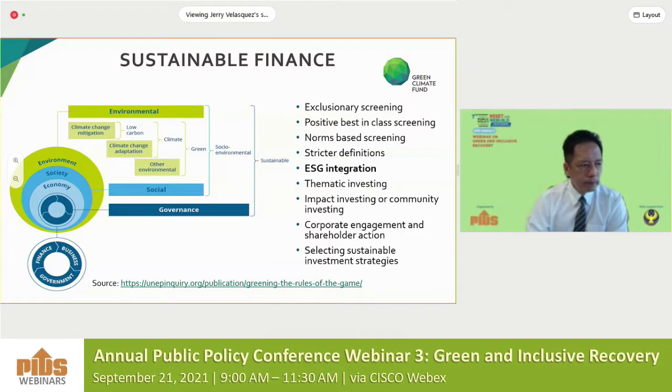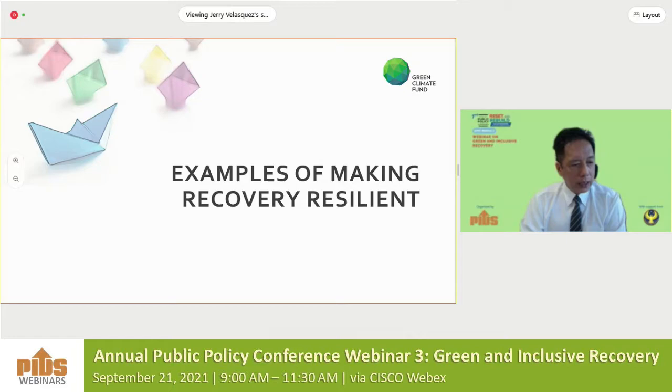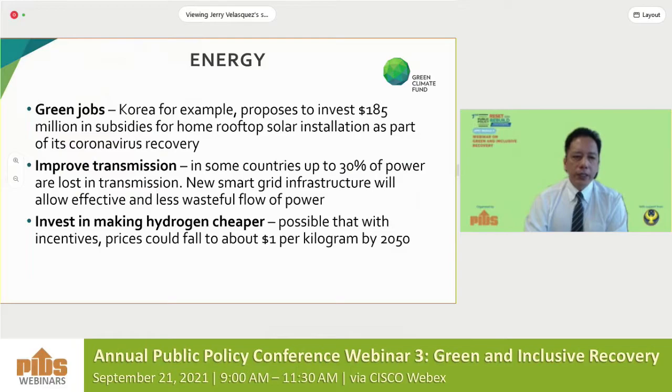So I'm going to show a few examples of how we make recovery resilient. And on this aspect, the Green Climate Fund stands ready to support the Philippines in developing these kinds of projects. If the Philippines submit such projects to us, Green Jobs, Korea, for example, proposes to invest $185 million in subsidies for home rooftop solar installation as part of its COVID-19 recovery.